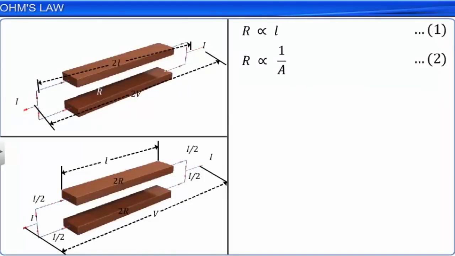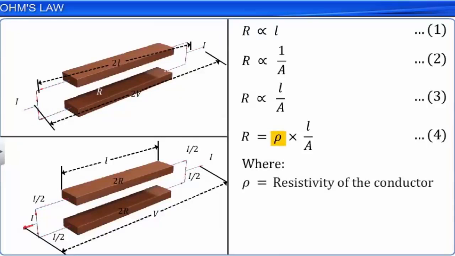Combining equations 1 and 2, we can write resistance R is proportional to L by A. Let this be equation 3. Replacing the proportionality sign with equality, we can write equation 3 as R is equal to rho into L by A. Let this be equation 4, where rho is the constant of proportionality which depends on the material of the conductor and is called resistivity.